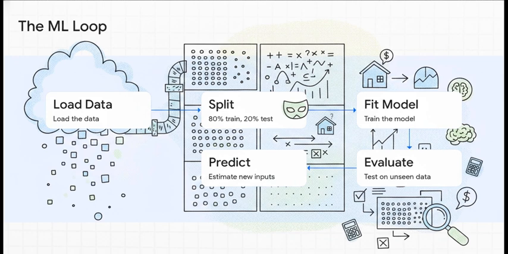Third, we train, or fit, the model. In Python using scikit-learn, this takes like 3 lines of code. It's incredibly simple.